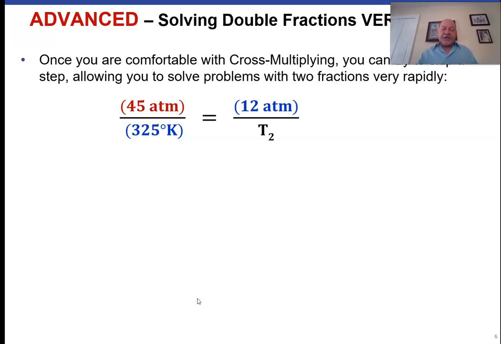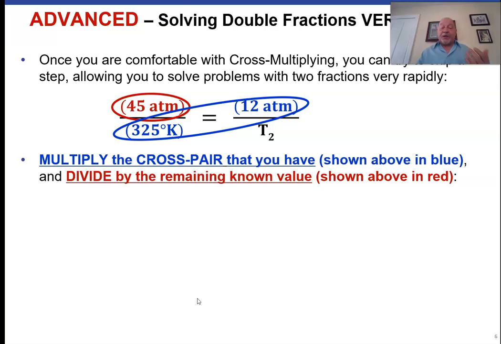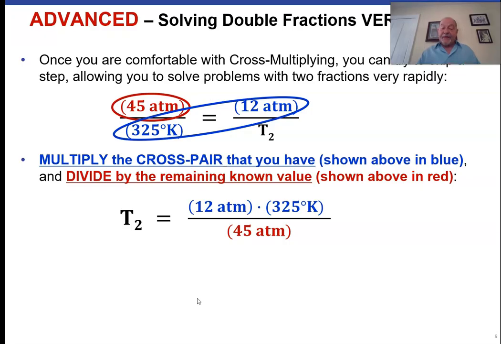Or we could realize that, hey, all we're going to do is cross multiply, and then we're going to divide by the one extra that doesn't have a partner. So in this case, that means we're going to multiply 325 degrees Kelvin times 12 atmospheres of pressure. That's normal. But instead of setting up an equals sign with the other pair, we'll just divide by the 45 atmospheres directly and get our answer in one setup step. So now we have our formula, and we just plug it into our calculator, and we get our answer directly of 86.7 degrees Kelvin. And with that, we'll stop here.